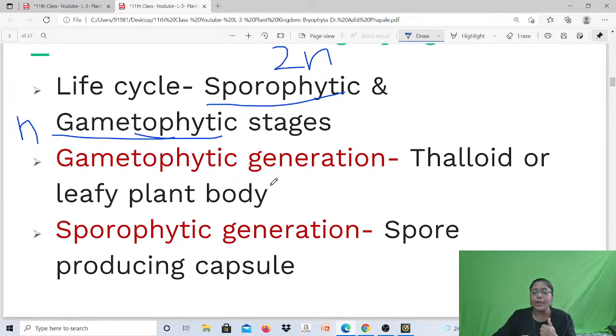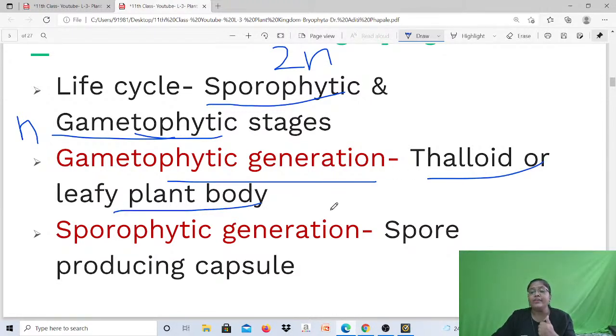Now in bryophytes, the gametophytic generation is a thalloid or leafy plant body. In some cases it is thalloid, meaning thallus, and in some cases a leafy plant body. And the sporophytic generation is the spore-producing capsule. The structure produces spores, and therefore it is called a spore-producing capsule. Theek hai?